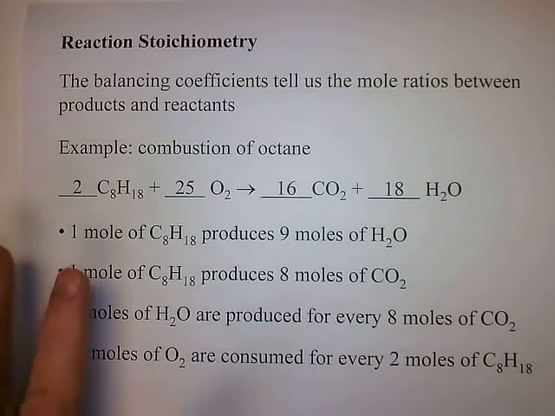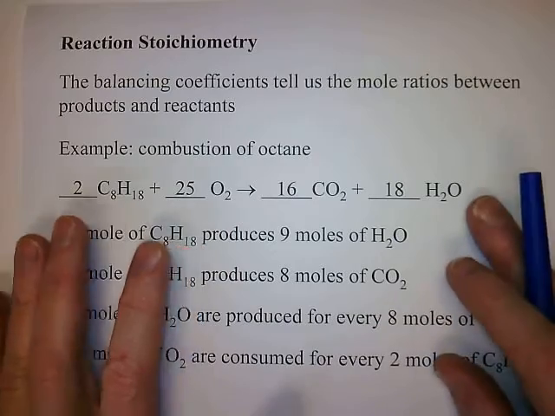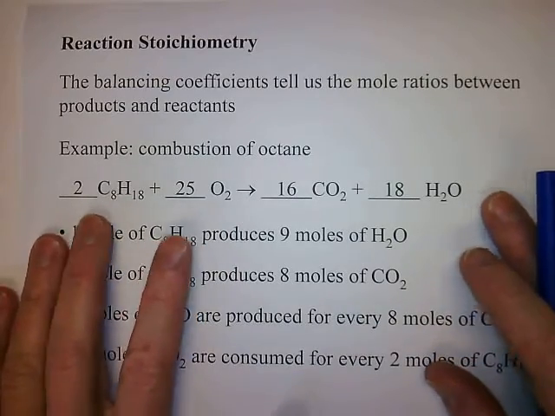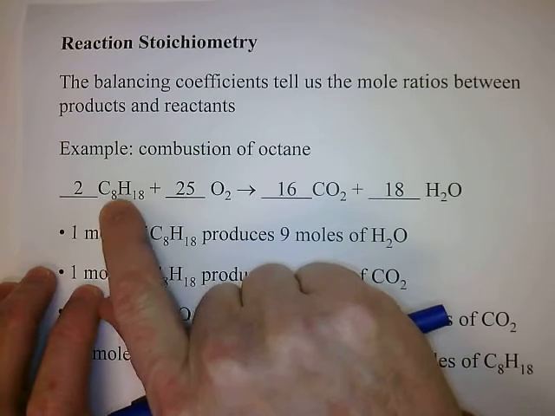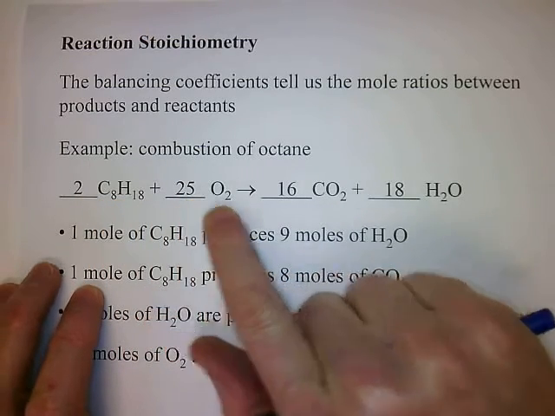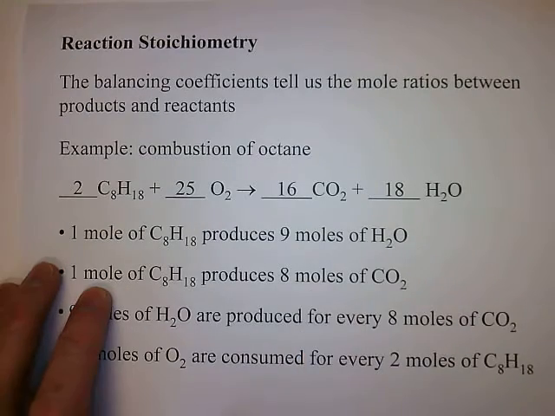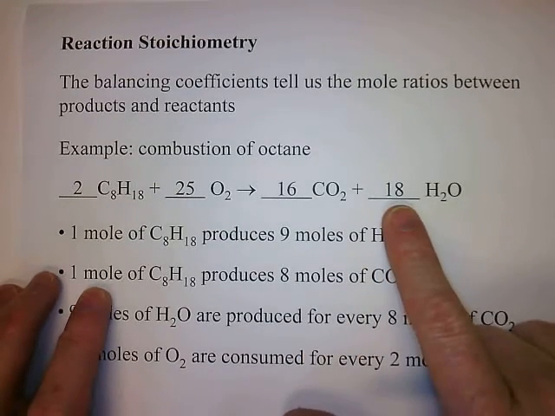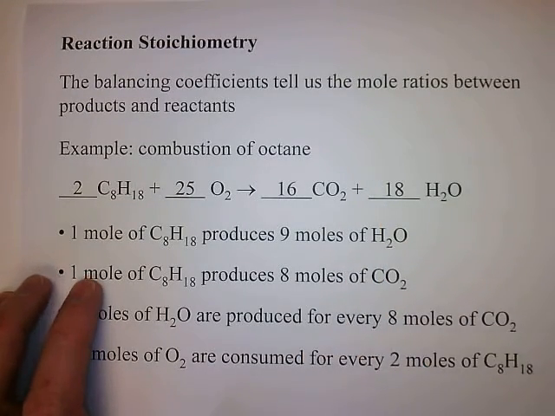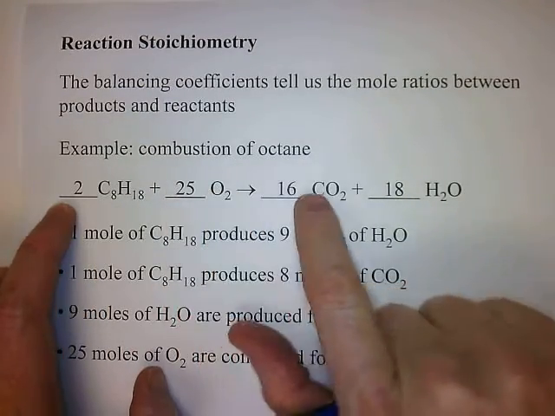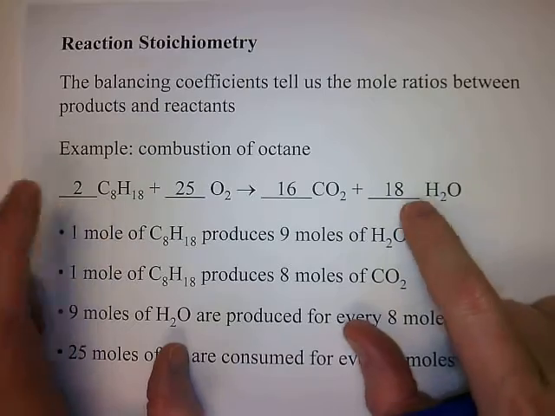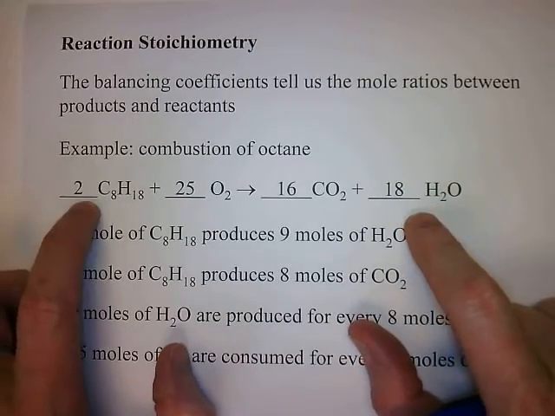For example, let's look at the combustion of octane. We balanced this equation. This was one of the first that we balanced. 2 octanes react with 25 oxygens to produce 16 carbon dioxides and 18 waters. So, one more time, these numbers, the balancing coefficients, tell us mole ratios.